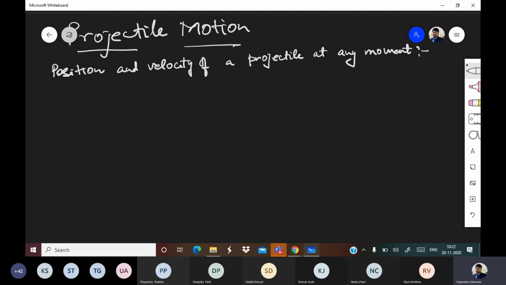So basically what we are trying to do, we are trying to find that once the projectile is being projected, then at any particular moment, where is the projectile? Number one. Number two, at that moment, what is the velocity of projectile? So these two things we are going to find.